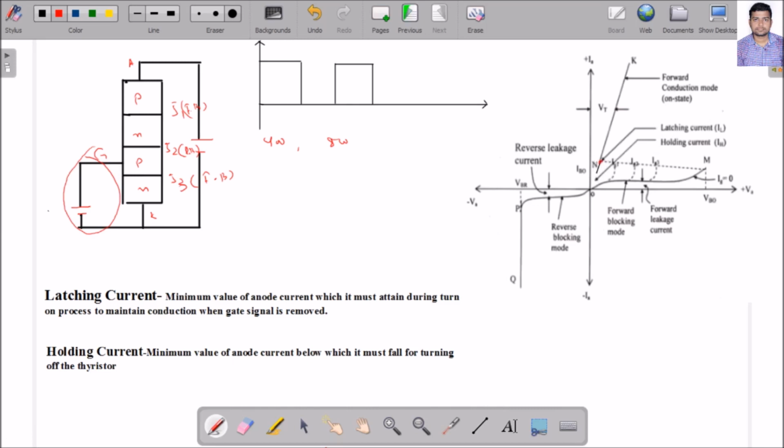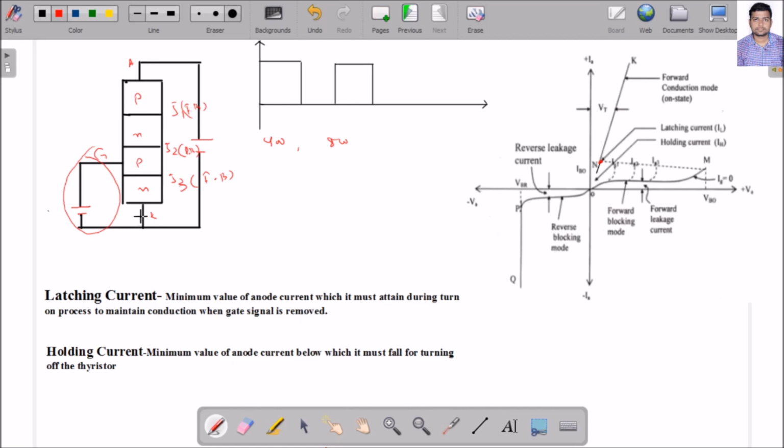If the current reaches the latching current and I remove the gate signal, the thyristor continues to conduct. If the current does not reach the latching current, suppose it is below latching current, and I remove the gate signal, then it will turn off again. So what is the concept of latching current? It is the minimum value of anode current which it must attain during the turn on process to maintain conduction when the gate signal is removed.